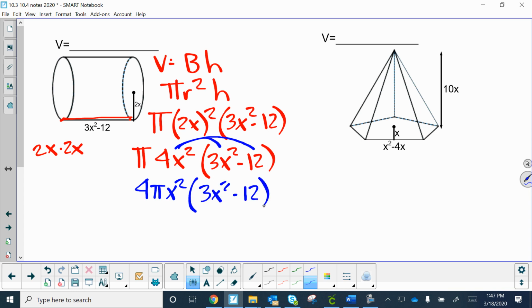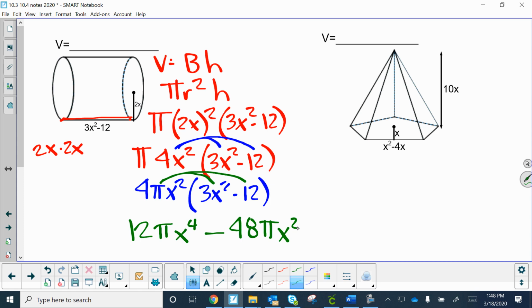So now let's distribute here. So what is 4 pi x squared times 3x squared? 12 pi. What's x squared times x squared? X to the 4th. Remember, you have to add the exponents. So 12 pi x to the 4th minus, because we have a minus right there, because now we're going to multiply this times that. And 12 times 4 is 48 pi, and then x squared.